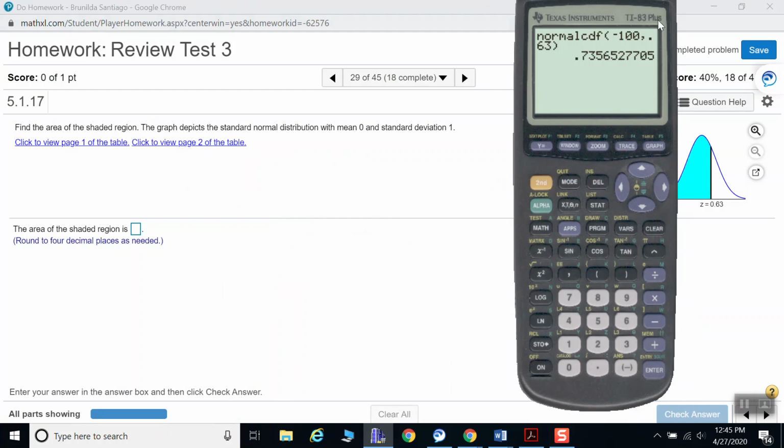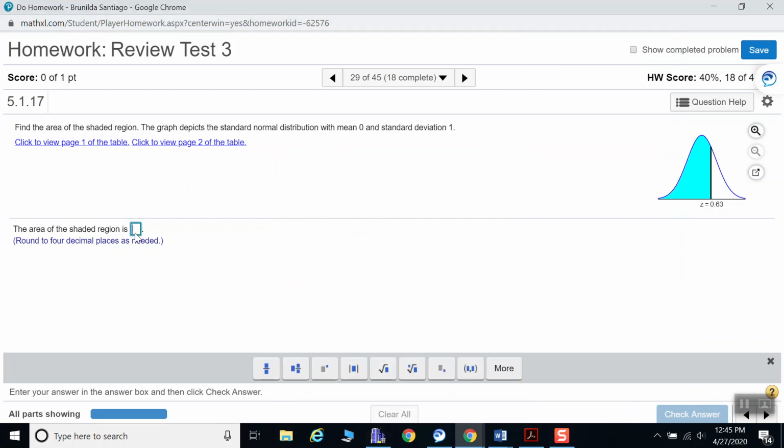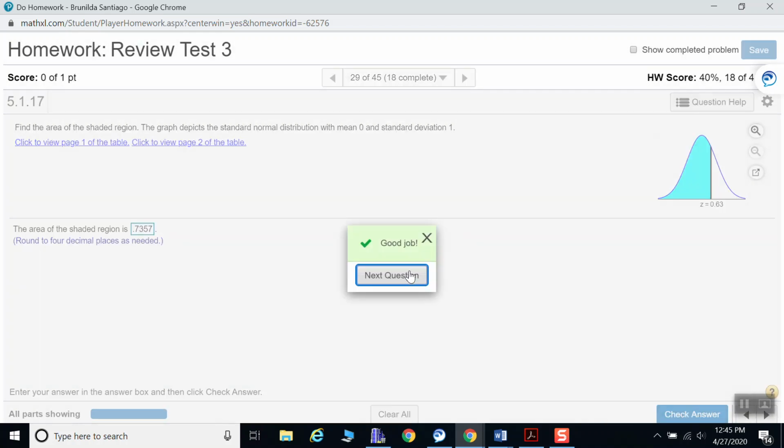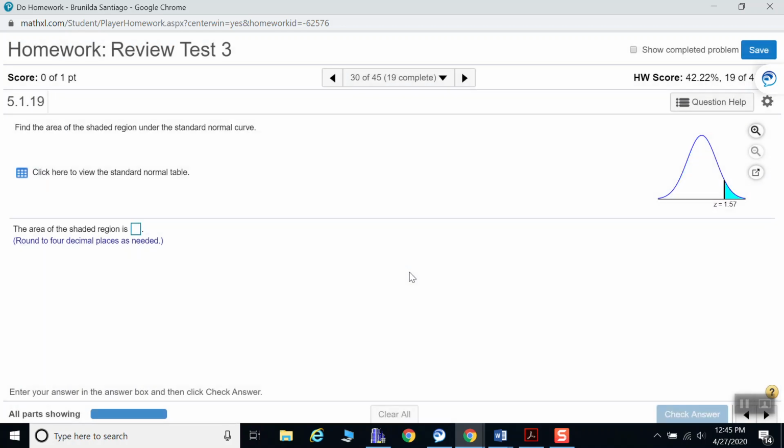So again, if you have this calculator, it's wonderful. If you don't, then you just use the table of values, the table that I gave you, 0.7357, and they usually want 4 decimal places. Okay, next question, number 30.